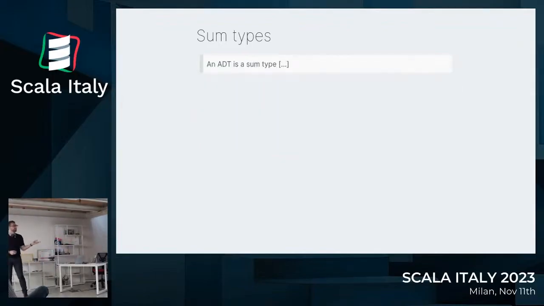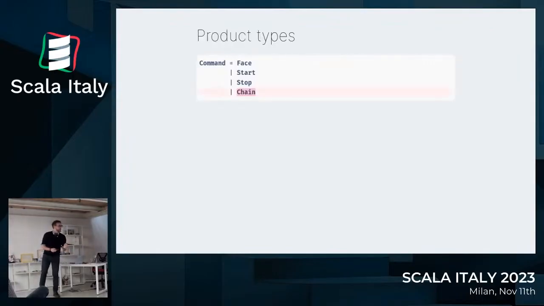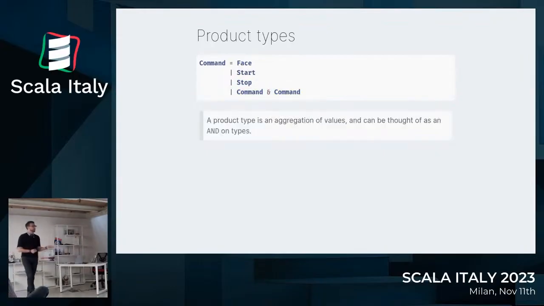So an ADT is a sum type plus stuff, right? It's clearly not finished as a definition. We also have command. If you look at chain, it is the association of two things. It's the association of two commands, right? The first command and the second command. So a sum type can also be that bit, the and. That's known as a product type. A product type is an aggregation of values and can be thought of as an and on types, right?